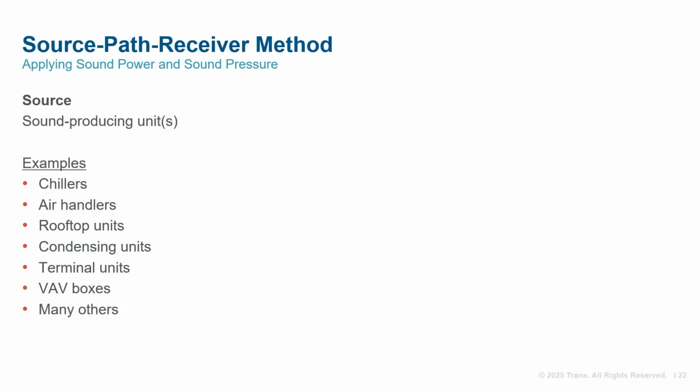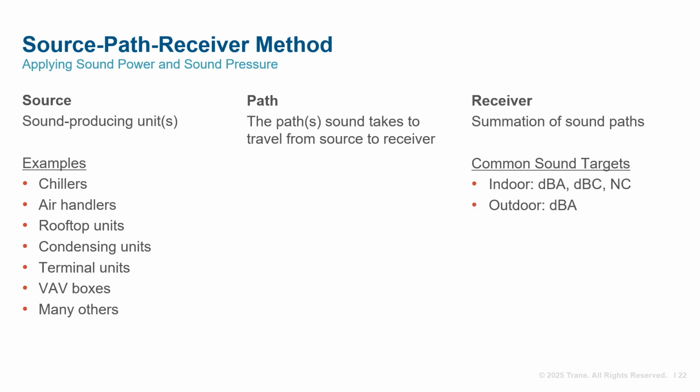Next, let's look at how to convert sound power to sound pressure using the source path receiver method. This method describes the three important components of an acoustical model. First, the source creates the sound. It might be a chiller, air handler, a rooftop, terminal unit, or other noise-generating piece of equipment. Sound can travel between a source and receiver along one or more paths. A path accounts for everything that affects the sound as it travels from the source toward the receiver. And the receiver is where we hear the sound. This could be indoors or outdoors.